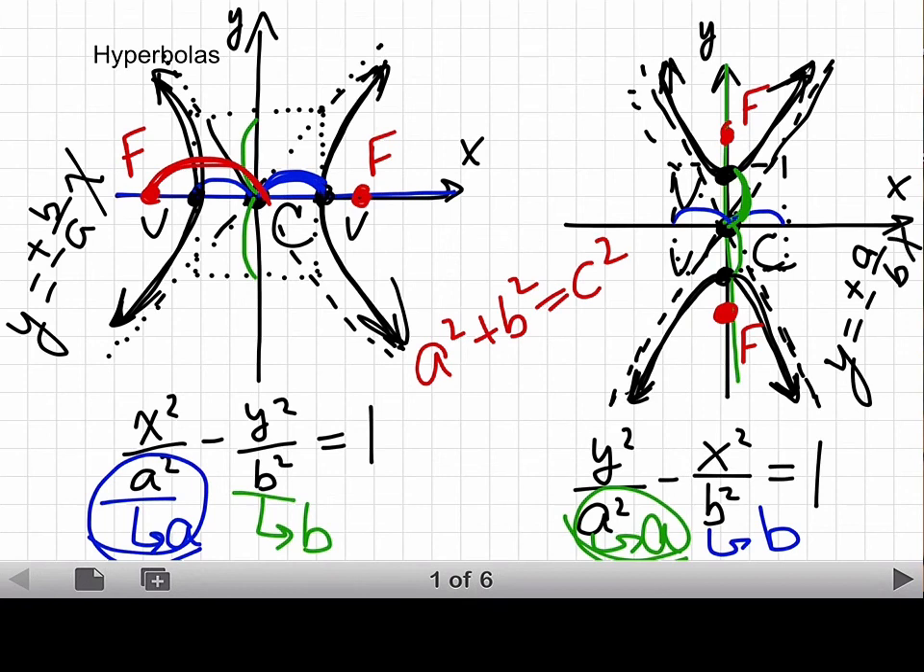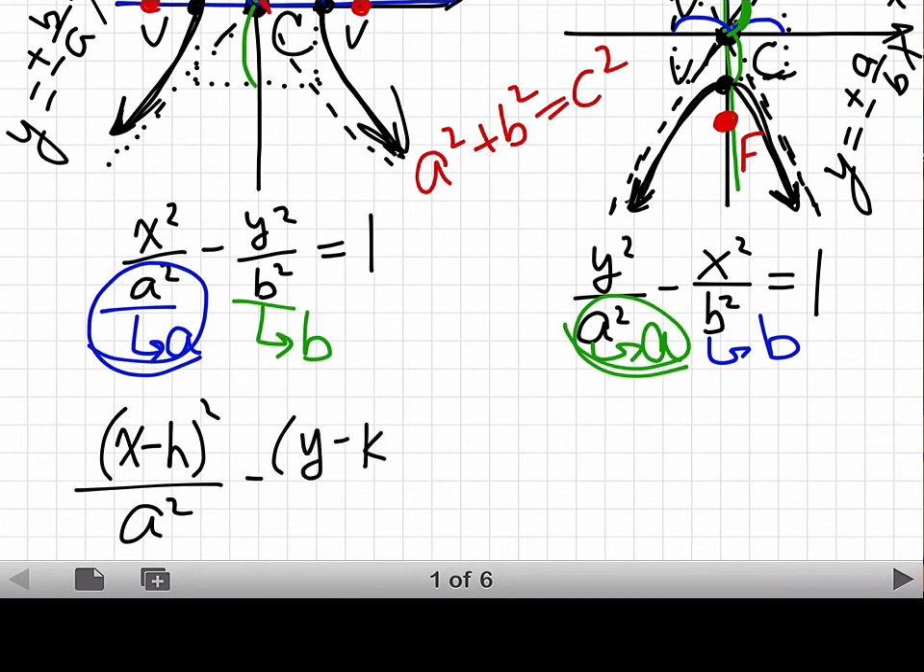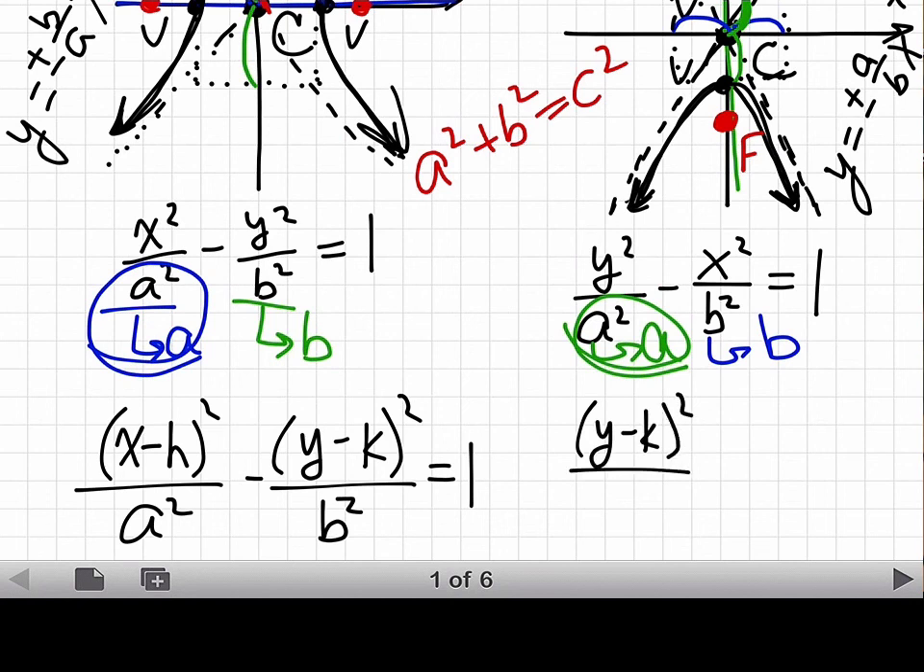All of this is for hyperbolas with centers at the origin. If the centers aren't at the origin, our equations are just a little bit more interesting. We end up with things that look like (x minus h) quantity squared over a squared minus (y minus k) quantity squared over b squared is equal to 1. Or in the case of a vertically oriented hyperbola, (y minus k) quantity squared over a squared minus (x minus h) quantity squared over b squared is equal to 1.